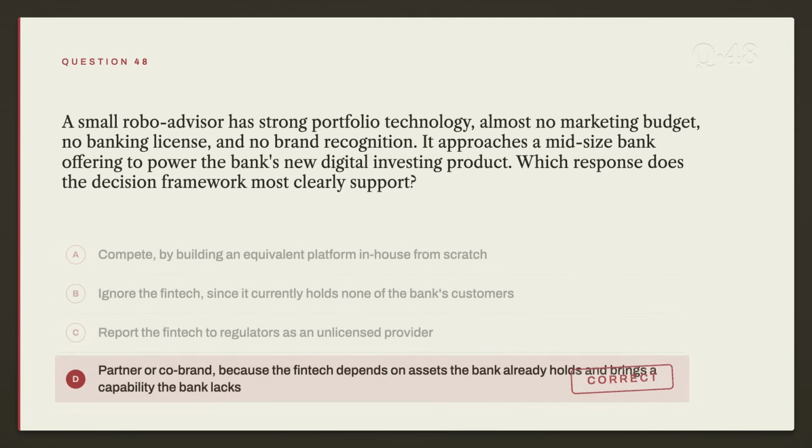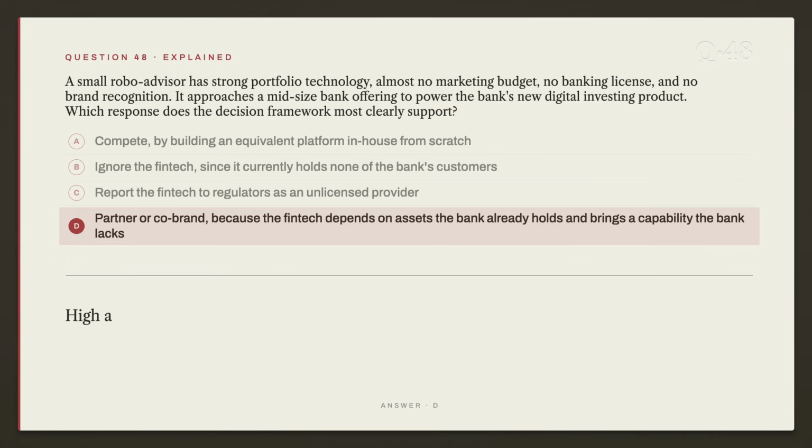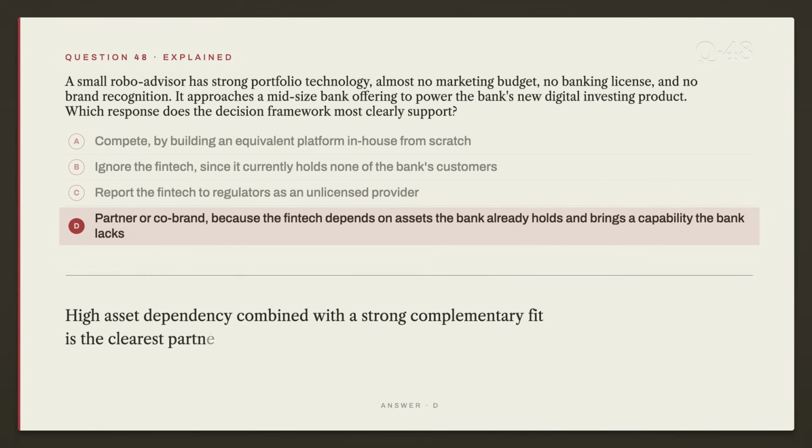The correct answer is D. Partner or co-brand because the fintech depends on assets the bank already holds and brings a capability the bank lacks. D is correct because high asset dependency combined with a strong complementary fit is the clearest partnership signal the framework offers. The fintech needs the bank's customers, trust, and distribution in order to scale, while the bank lacks modern robo-advisory technology, so each side supplies exactly what the other is missing.